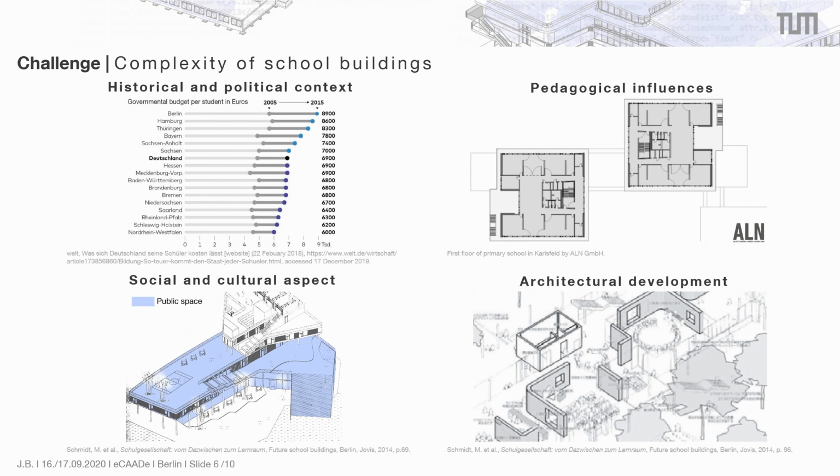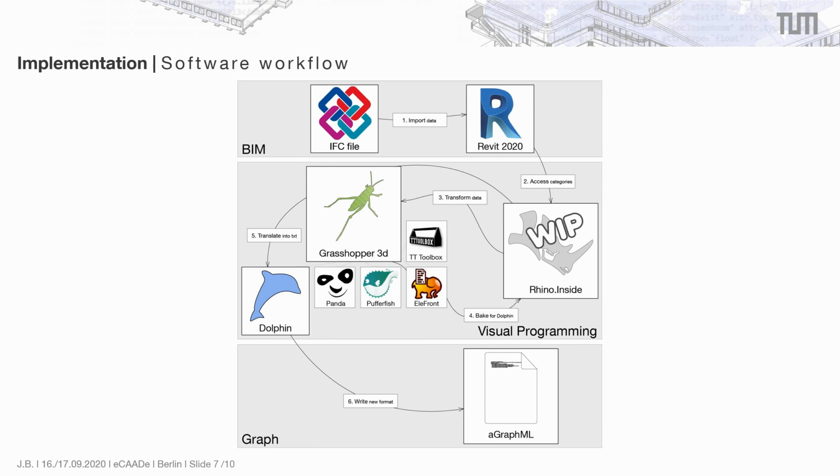The challenge is the complexity of schools and their floor plans. There are four main categories of influences and reasons for changes: historical and political context, social and cultural aspect, pedagogical influences, and architectural development. School buildings are the physical institution which serve as a framework to deliver the entity of a pedagogical concept to increase the intellectual development, the social upbringing, and cultural education. This leads us to the implementation.